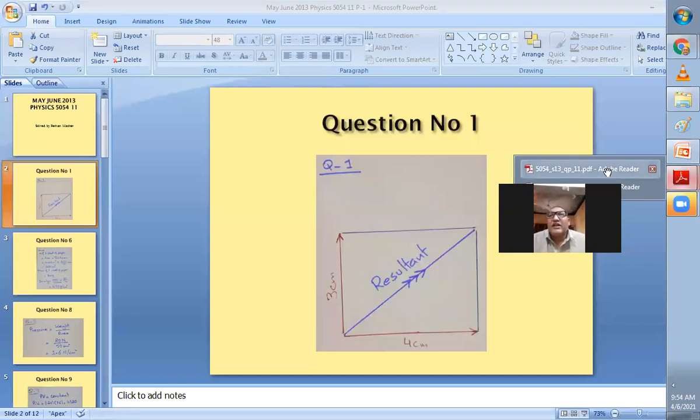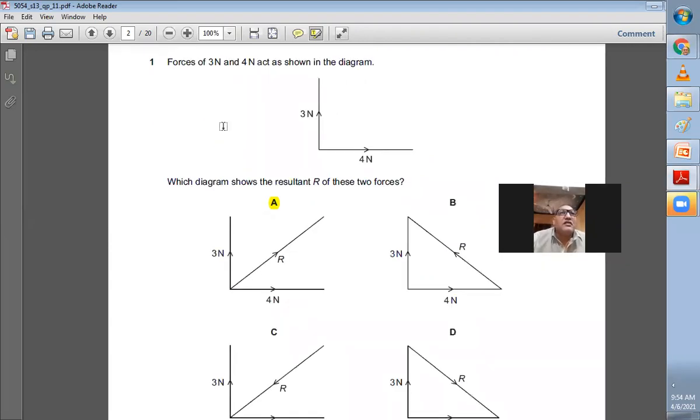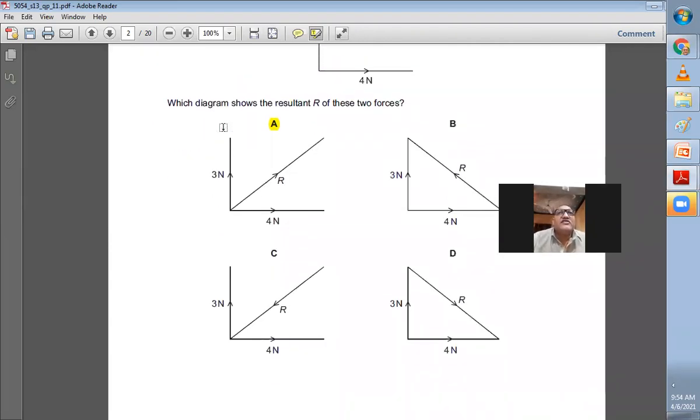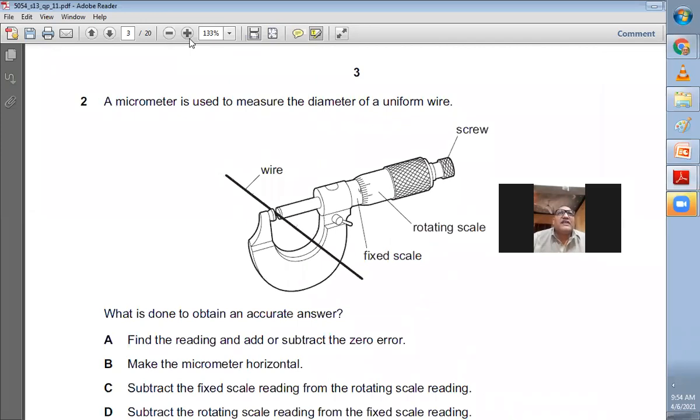So let's check the options, and I think A is the right option. Let me check the answer also. I have already written the answer, so to save time, yep, A is the right answer. The rest of the answers are wrong. Okay, so let's move to the next question.